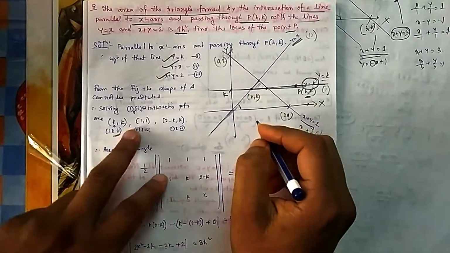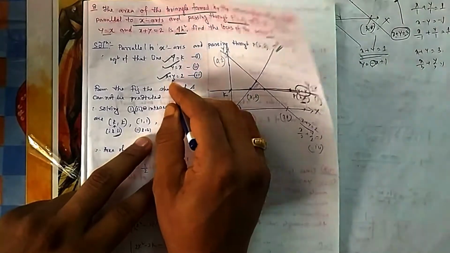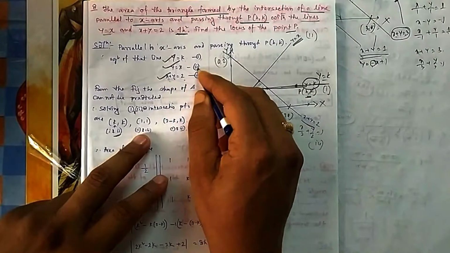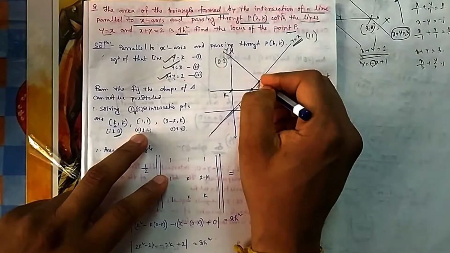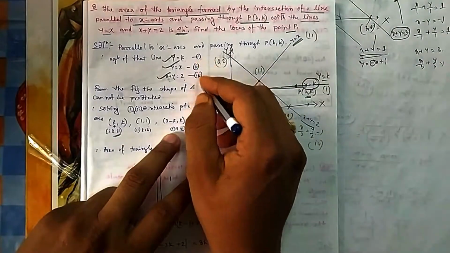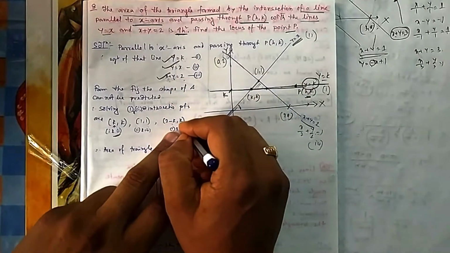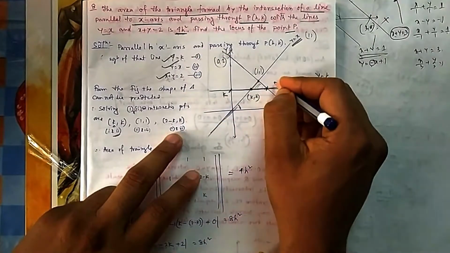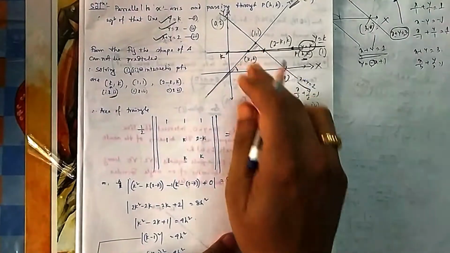Now if you solve 2 and 3, put y equal to x here: 2x equal to 2, x equal to 1. Once x equal to 1, then y is also 1. So solving 2 and 3 you get the point 1, 1. Then if you solve 1 and 3, put y equal to k, then x equal to 2 minus k. So this point is 2 minus k, k. So all 3 coordinates you know.